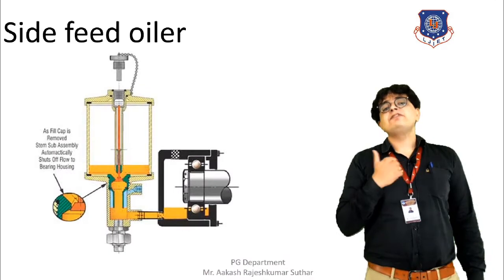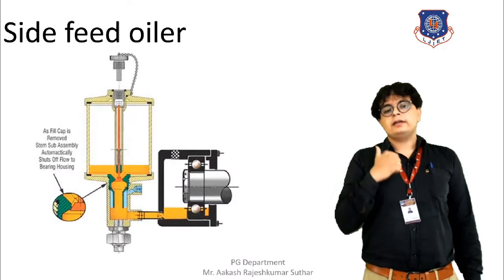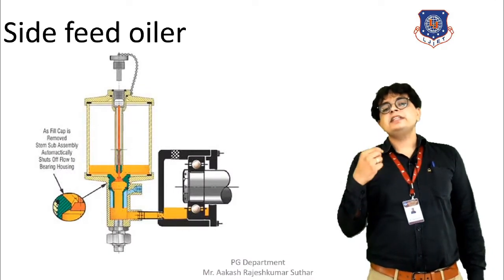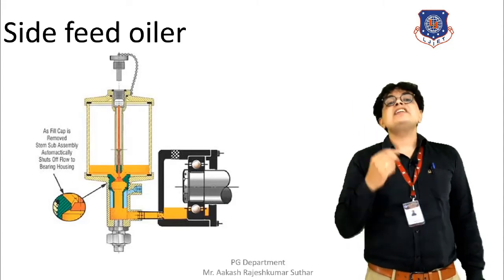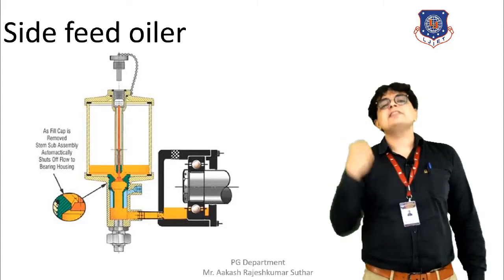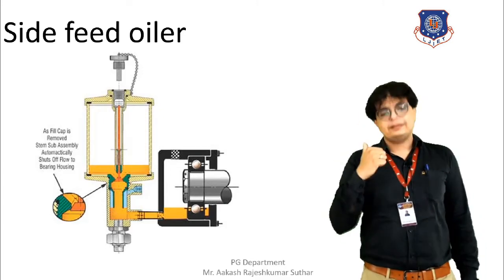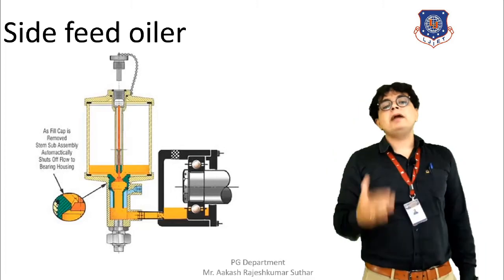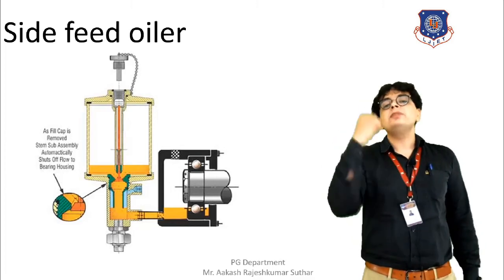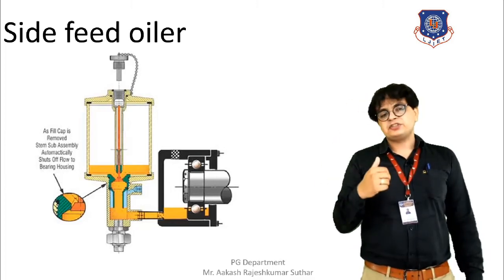Here we have a figure of a side feed oiler. There we can see a vertical component that is in a dark orange color. There is a component that is nothing but a needle that is controlling the drop by drop flow of the oil from the reservoir to the desired destination.